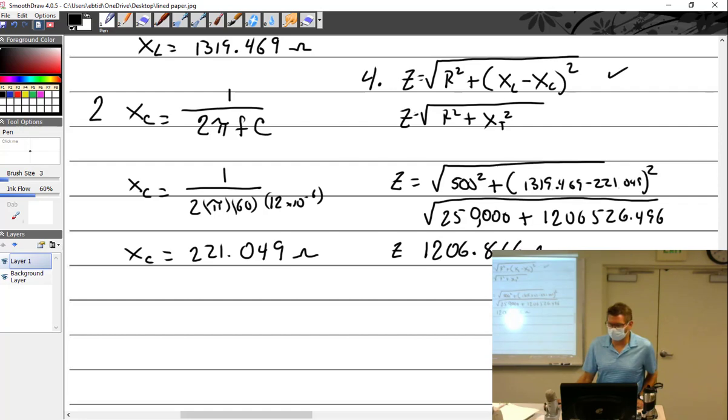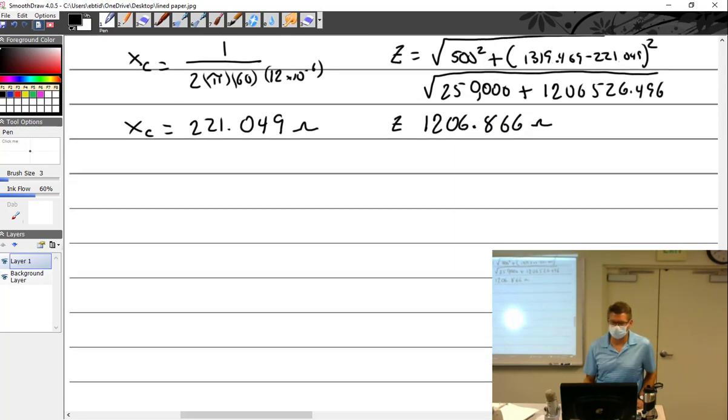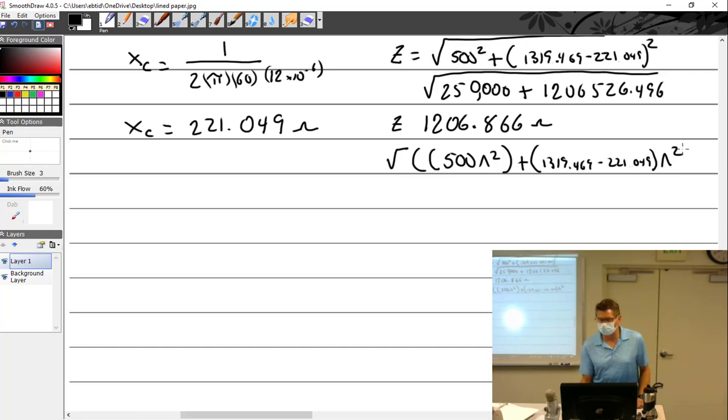So if you want to do it on your calculator in one long shot, you're going to hit the second square root key, and it's going to come up like this on your calculator. I put another parentheses and go 500 squared and close the parentheses plus parentheses 1319.469 minus 221.049. And then you have to close parentheses and square that. Otherwise, it's just going to square the 221.049. Then close the parentheses, and that will give you the right answer. So if you want to do it all in one shot, you can do that. And that's going to be your best shot. 1206.8866, and that's what I got.